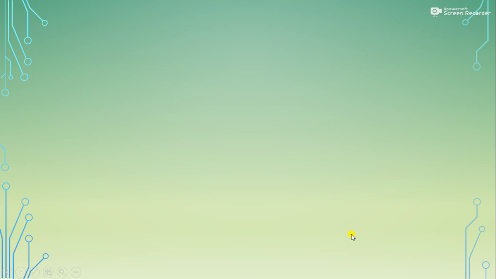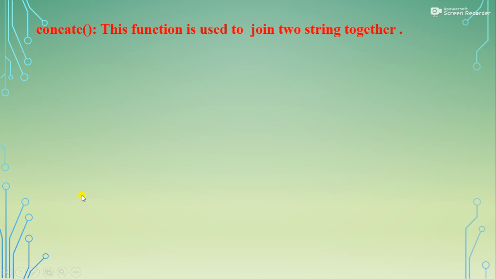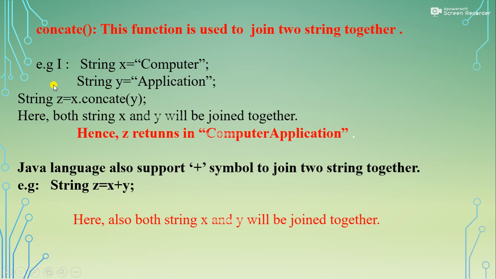Now next is concat. Concat means joining. Since in MS Excel you learned concat, you know the meaning of concat. The function is used to join two strings together. Let's see the examples. String x equals "computer", string y equals "application", string z equals x dot concat y. Here both strings x and y will be joined together. Hence z returns "computerapplication".